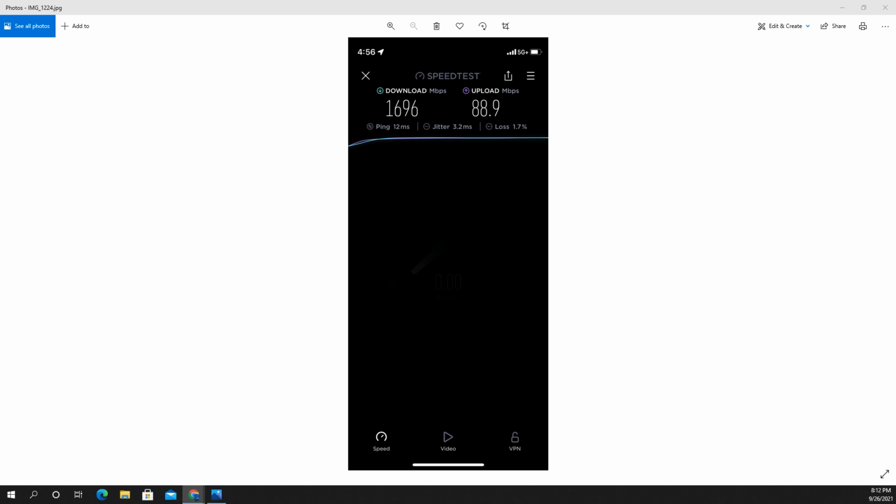So 1.7 gigs per second on the downlink, 89 megabits per second on the uplink. We got a ping time of 12 milliseconds, jitter at 3.2, a little bit of loss at 1.7%. I would say that's a pretty good test for AT&T's 5G Plus. It's not as fast as Verizon's. Verizon, typically, we see speed tests over 2 gigs. Over 3 gigs now has become quite the norm. We've seen people pushing 4 gigs per second on the downlink.